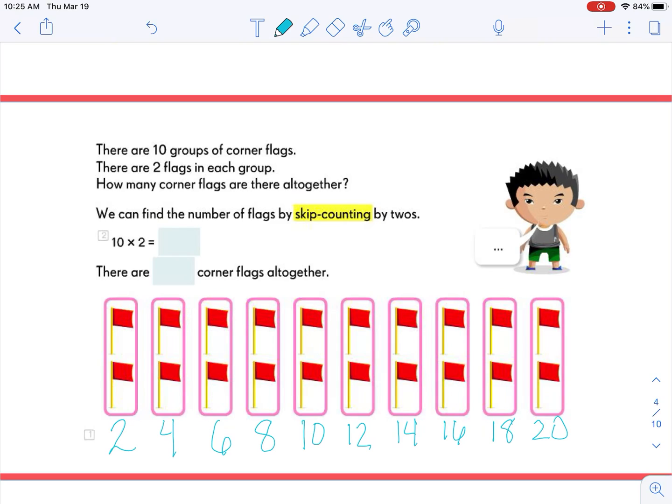That means we just figured out 10, remember the multiplication sign means groups of, 10 groups of 2 equals 20. We have 20 flags here, 10 groups of 2. There are 20 corner flags all together.